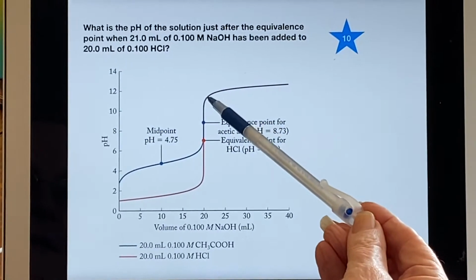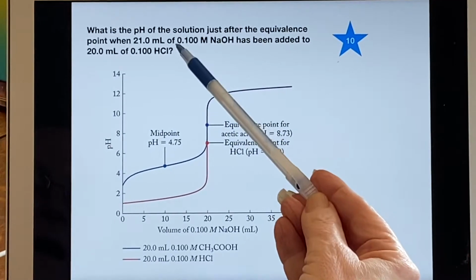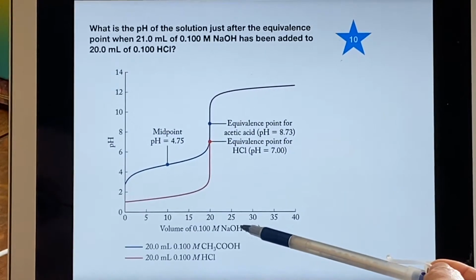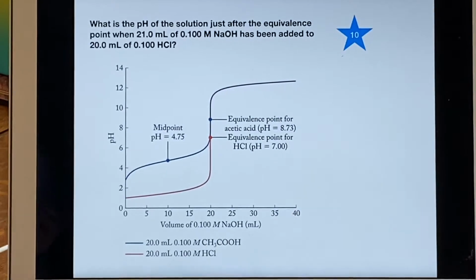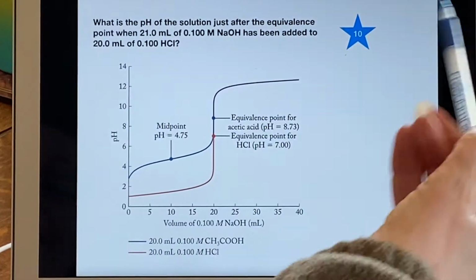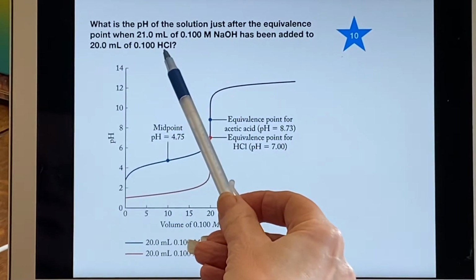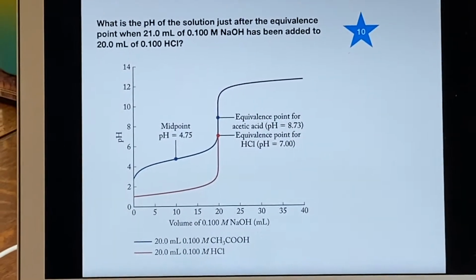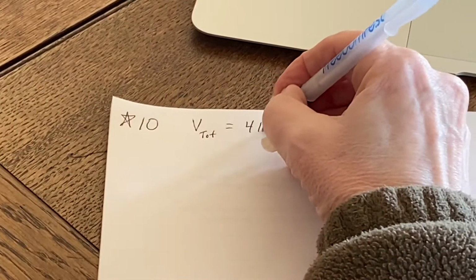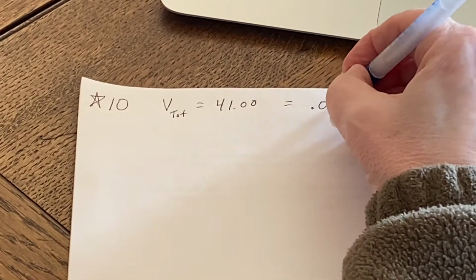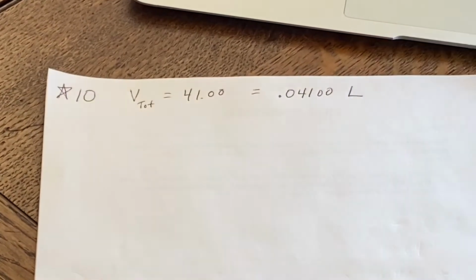What do we know about this? We know that all of the hydrochloric acid has been neutralized by the sodium hydroxide that was added. Okay, that's a good thing to know. We know what the total volume is because we had started with the 20 milliliters of hydrochloric acid and we've added 21 milliliters of the sodium hydroxide. So the total volume is going to be 41 milliliters. And because I know what's happening next, I'm going to turn that into liters.